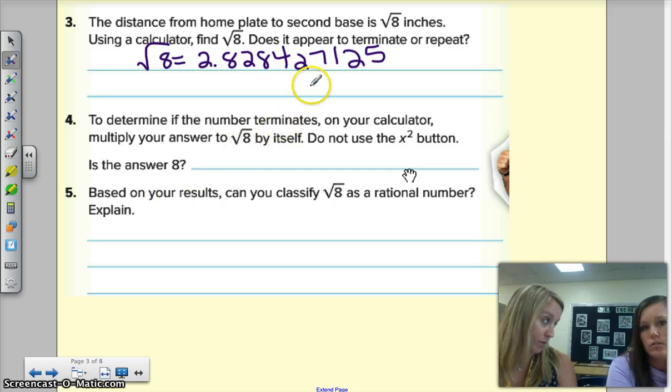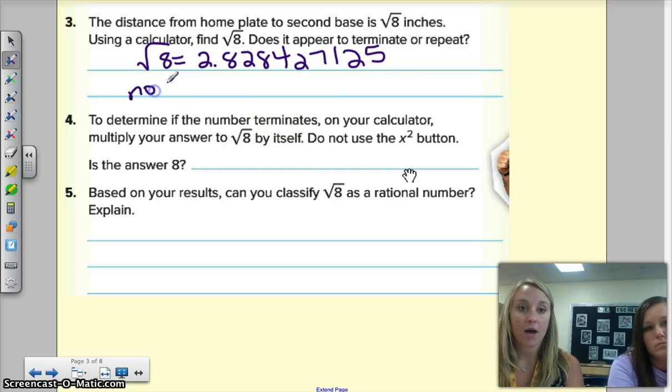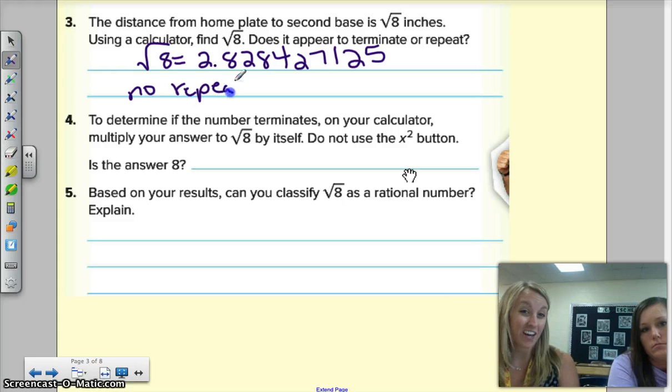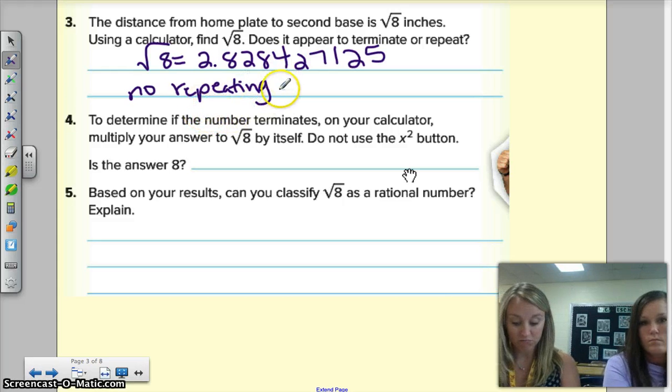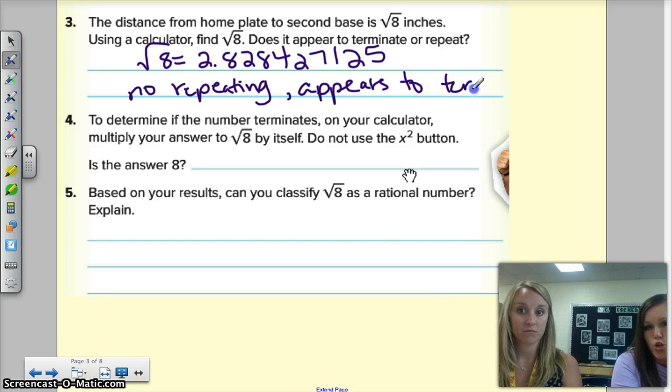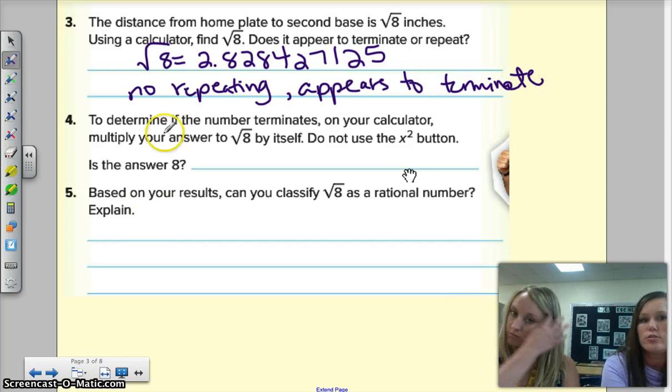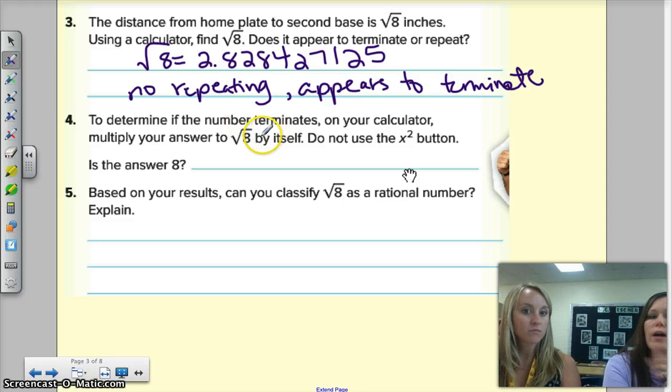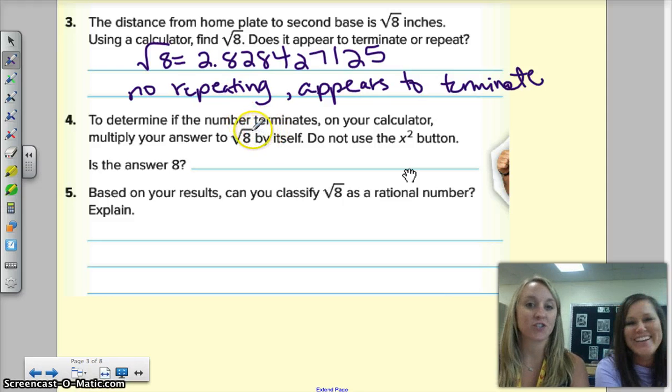Now, does that appear to terminate or repeat? It doesn't look like it's repeating. There's not a repeat at the end, so that's telling me that it appears to terminate. Now, the next question is asking us to square it and determine if it actually terminates.